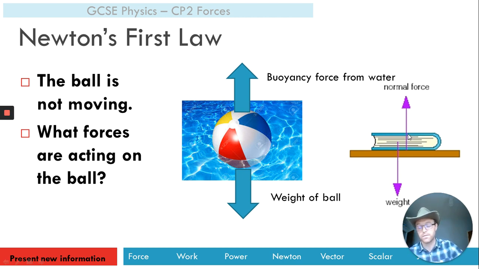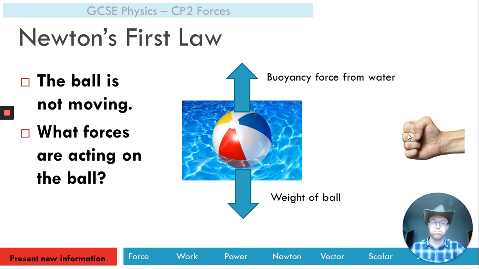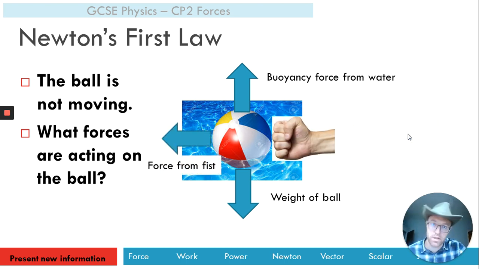If the forces are balanced, then when we add them up, there will be no resultant force, and the book will stay stationary. It will stay not moving. Okay, let's add in an unbalanced force. I jump into the pool, and I go forward with my fist and smack the ball. Now, there is an unbalanced force acting on the ball.